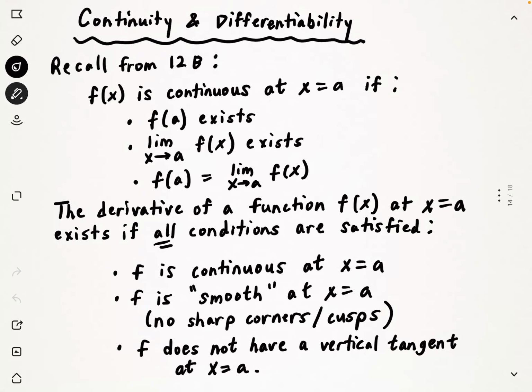And then as well, this one is very less common. It happens very rarely. But if you have what is known as a vertical tangent at that particular value of x, then the function is not differentiable there as well. And we're going to all see this with one particular example.